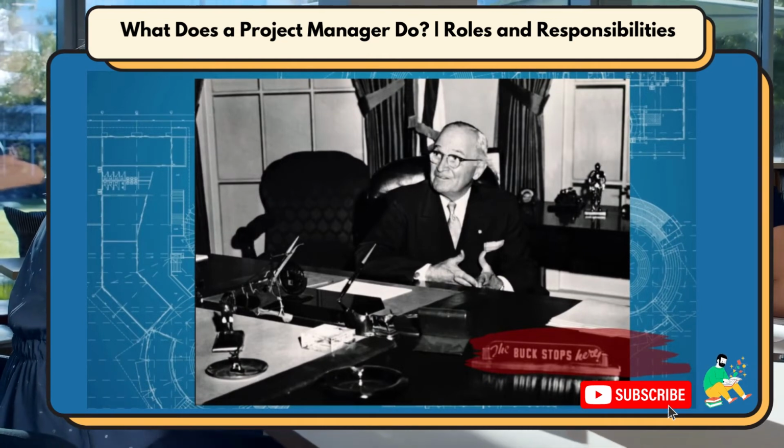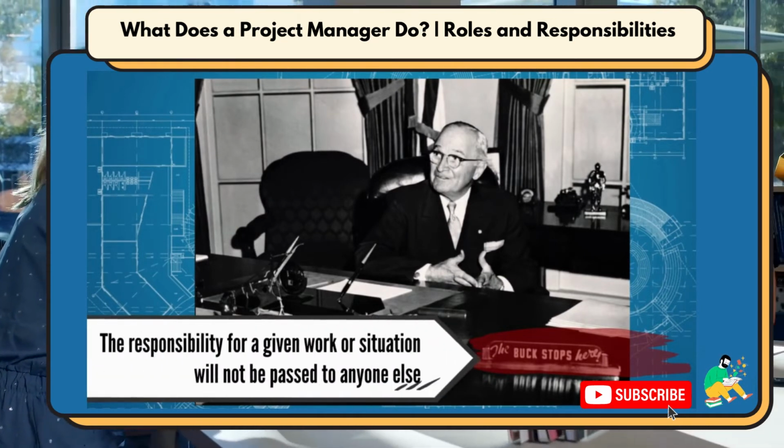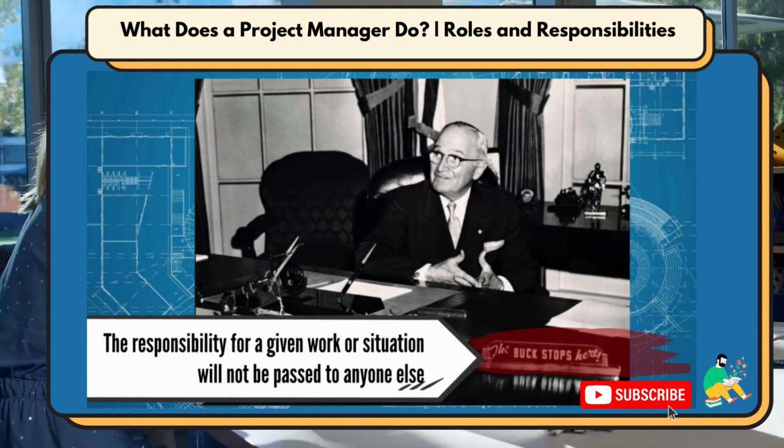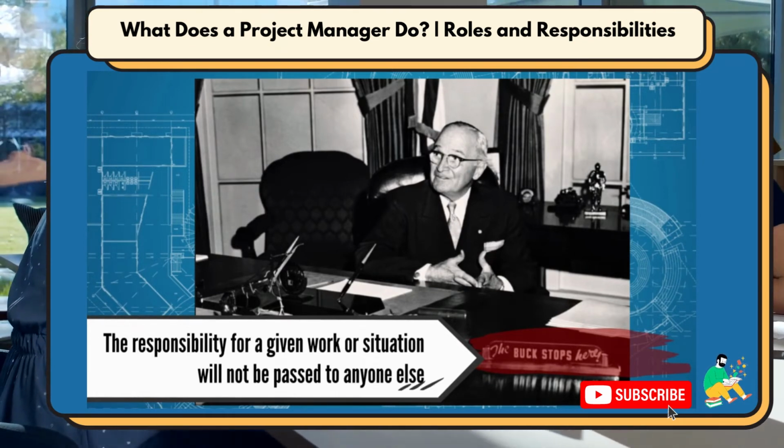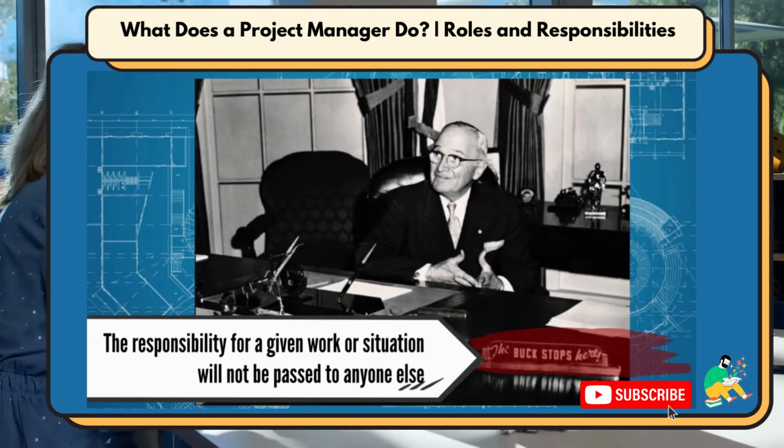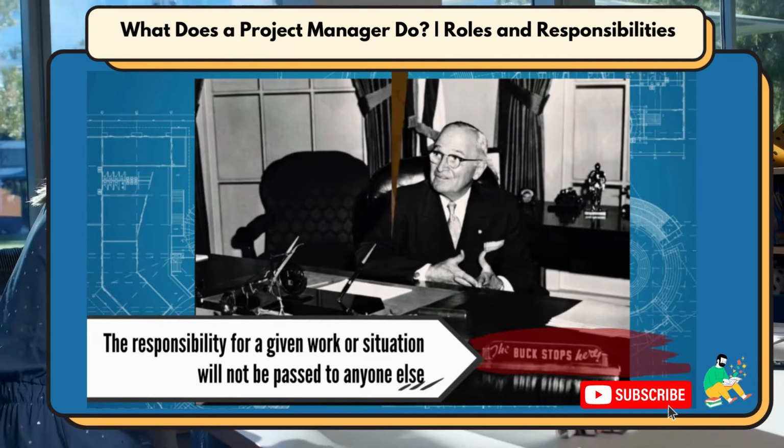The buck stops here. The meaning of this phrase is that the responsibility for any given work or situation will not be passed to anyone else. It is a promise or commitment by the primary person not to run away from their responsibility.